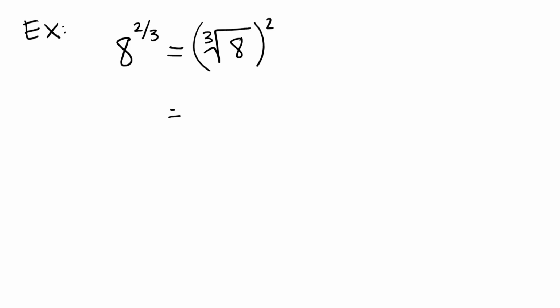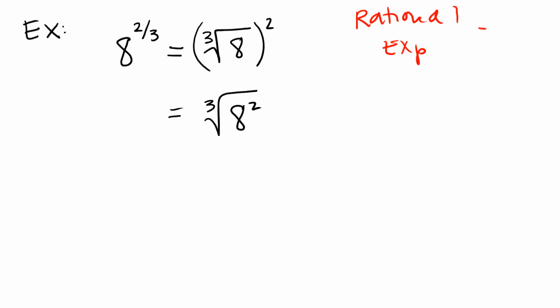And this is either one of these, whichever one you want. Usually if you're moving in this direction, from the rational exponent to the radical, it almost always makes sense to deal with the radical first, then the power. As we can see in this problem, the cube root of 8 is just 2, and 2 squared is, well, 4.